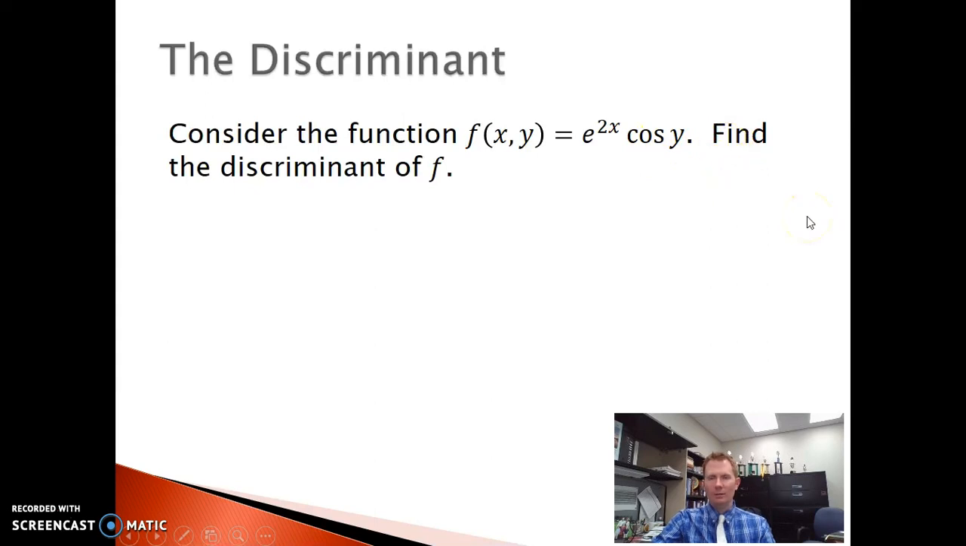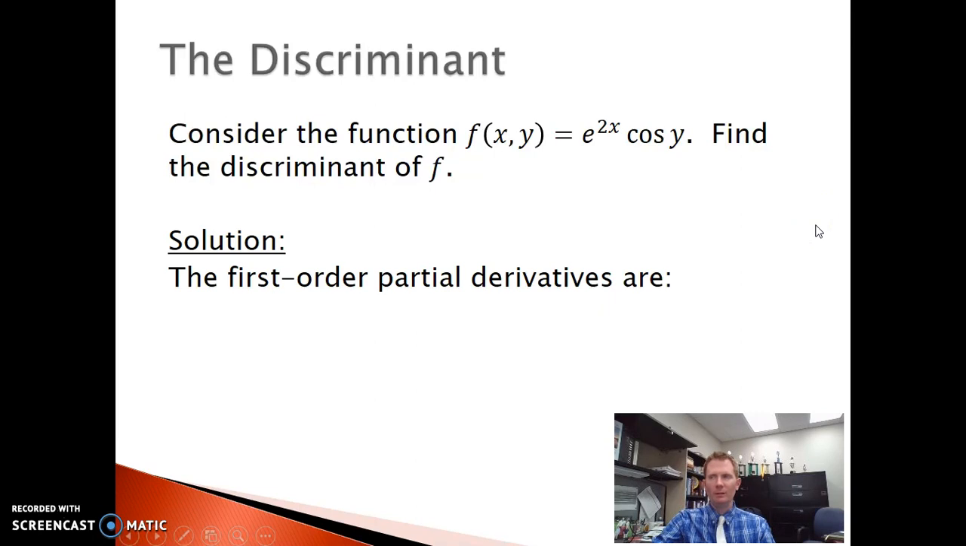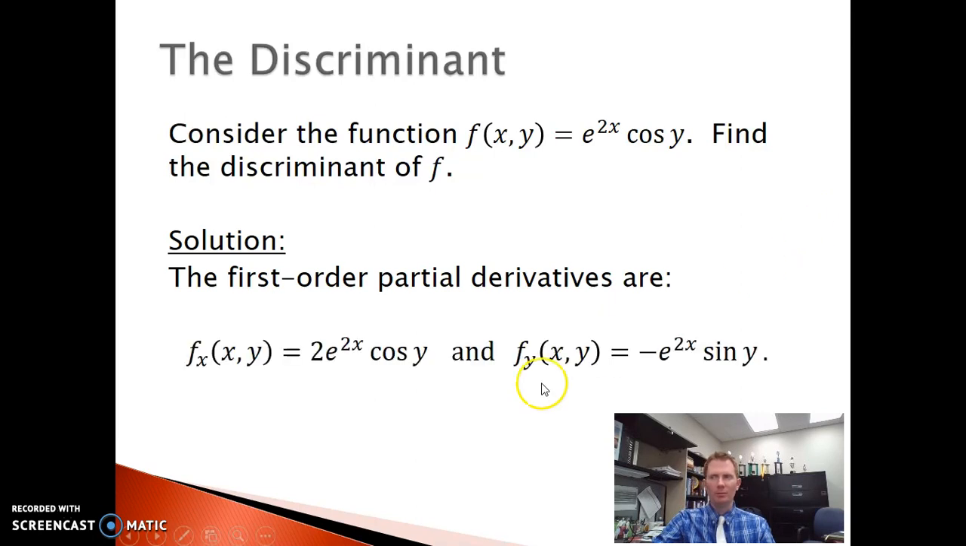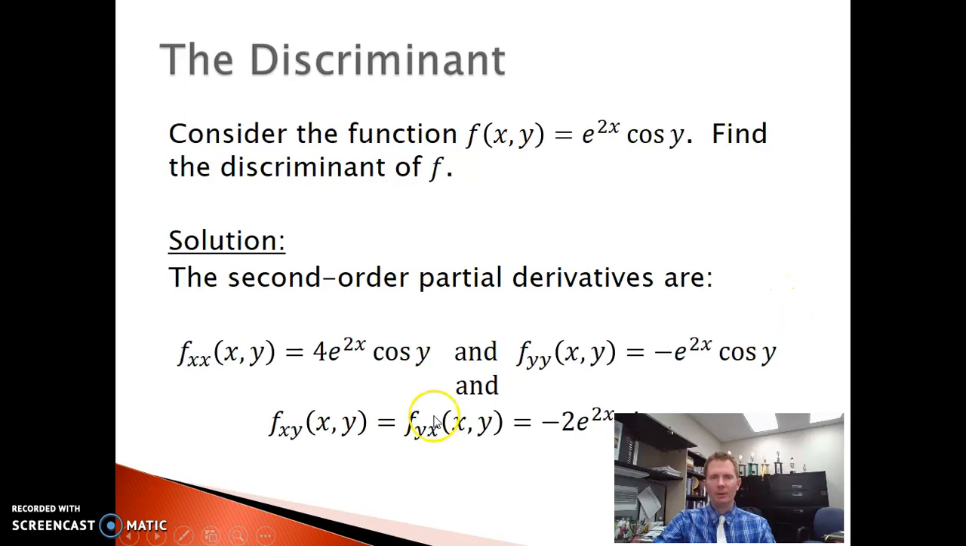In order to do that, we're going to need to find multiple partial derivatives. So we can start by finding the first order partial derivatives. The partial of this with respect to x is going to be 2 times e to the 2x cosine y, and the first partial derivative of f with respect to y is negative e to the 2x times sine y. We can then find the second order partial derivatives, which I have listed for us here.